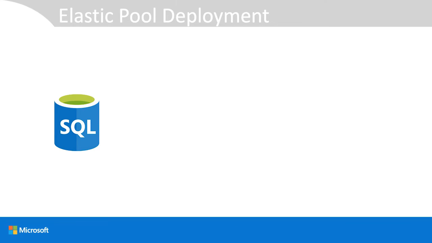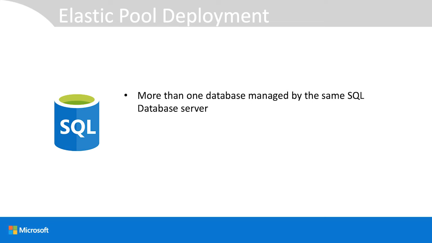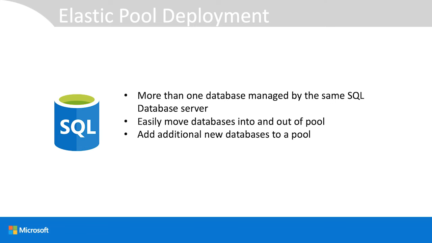Okay, now let's look at the Elastic Pool deployment option. The Elastic Pool option consists of more than one database managed by the same SQL database server. In an Elastic Pool, you can easily move databases into and out of the pool, and you can also easily add new databases to the pool.